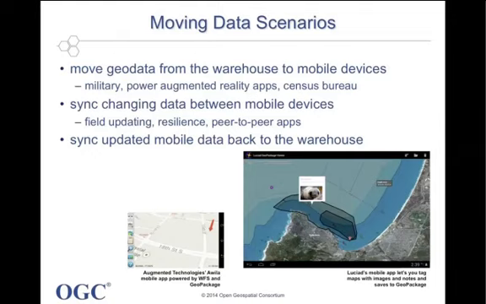The final scenario is probably the most basic, building on the first. If you go out and make field changes, when you get back to the data warehouse, you want to synchronize those back in. That's also a great place to do QA/QC. Here in the screenshots, you see some examples of the way participants used this. Augmented Technology is a Willow mobile app.